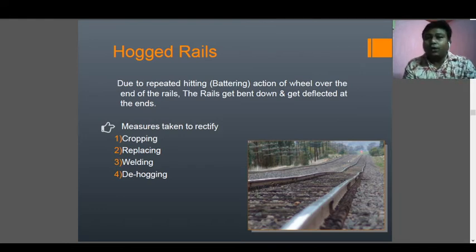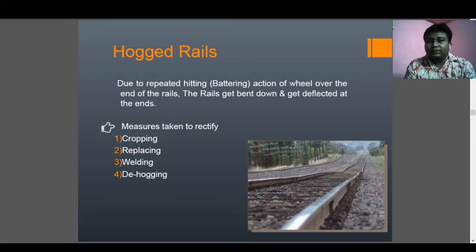So the first one is the hog rail. A hog rail is basically at the end portion of a particular rail segment, when it is bent down or deflected from its original shape due to repeated train loading or repeated hammering effect, the hog rail may occur.